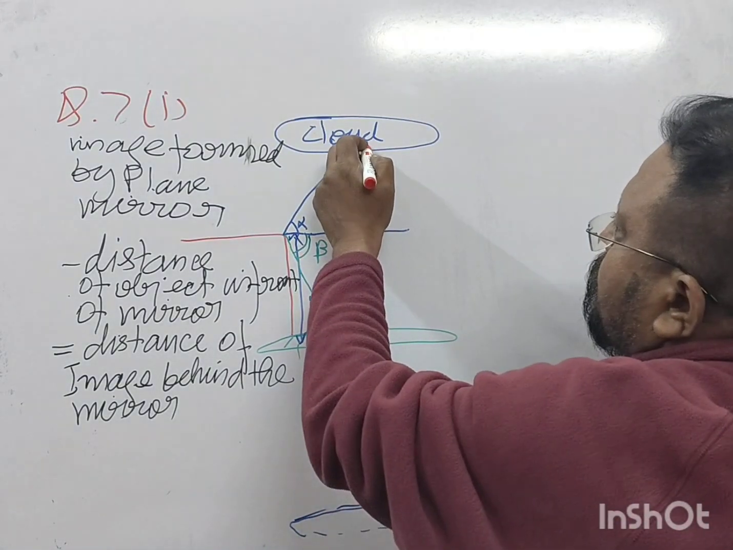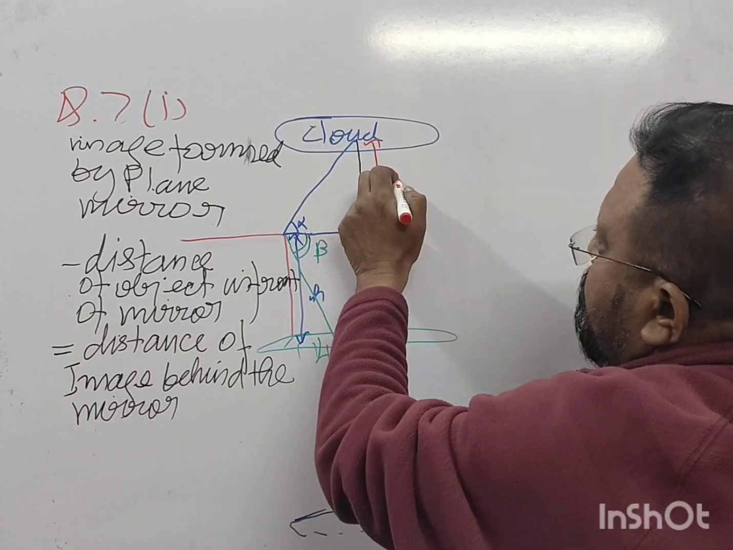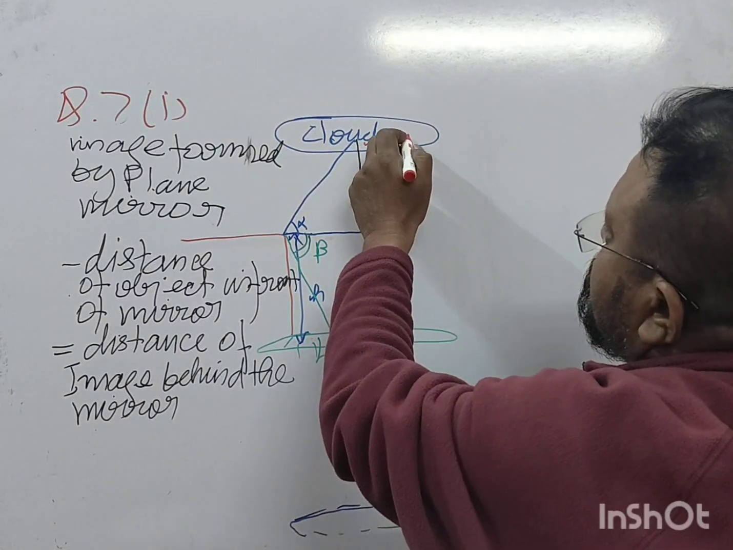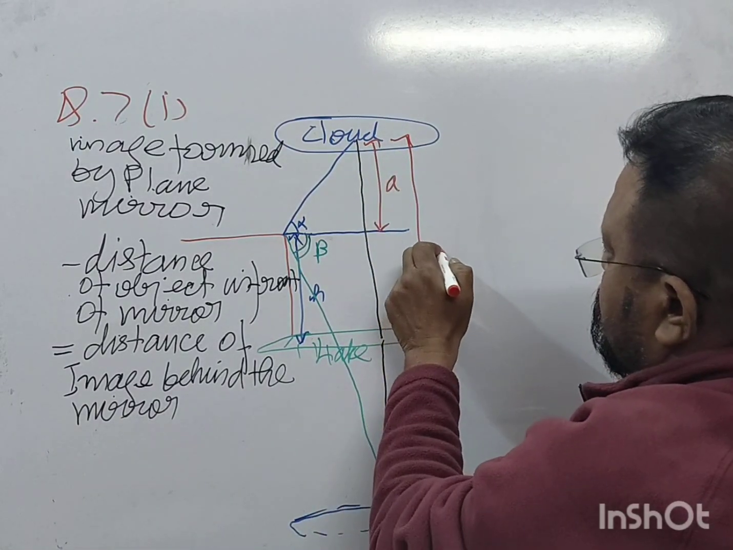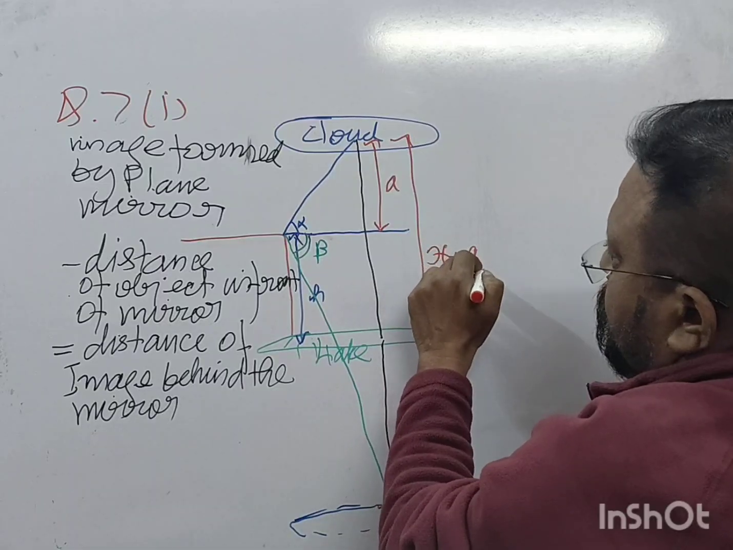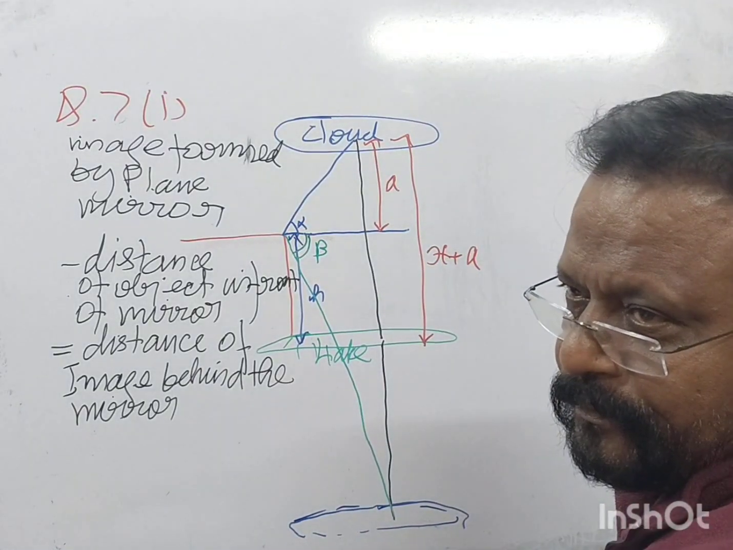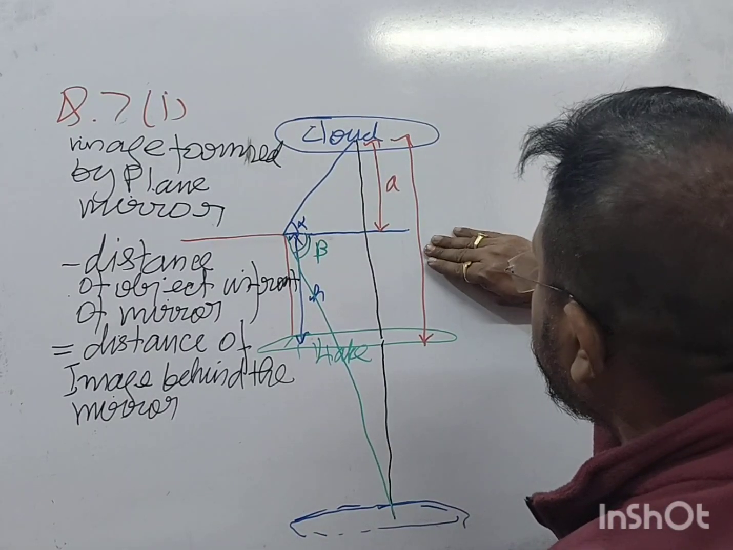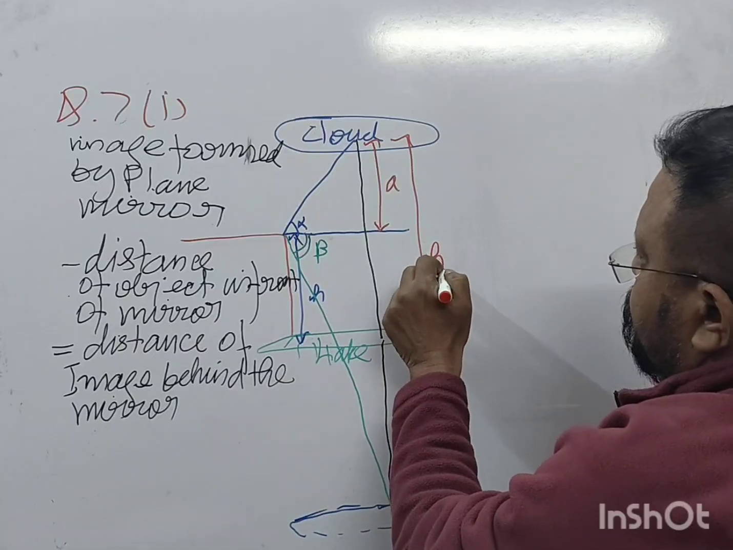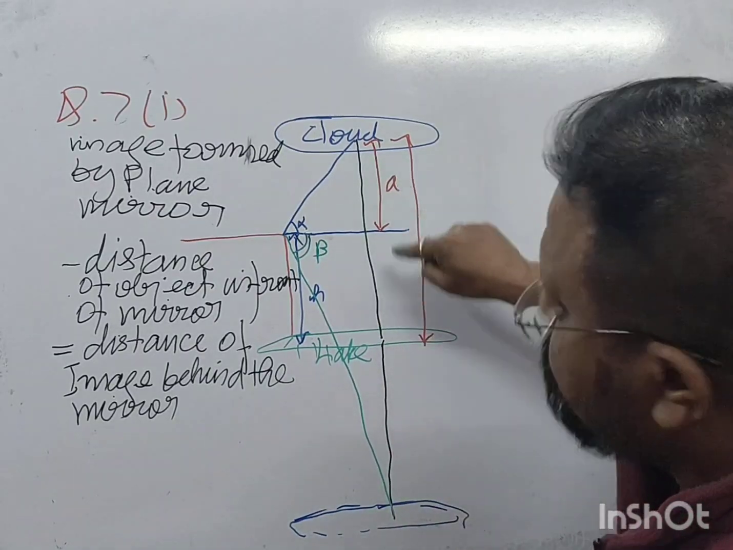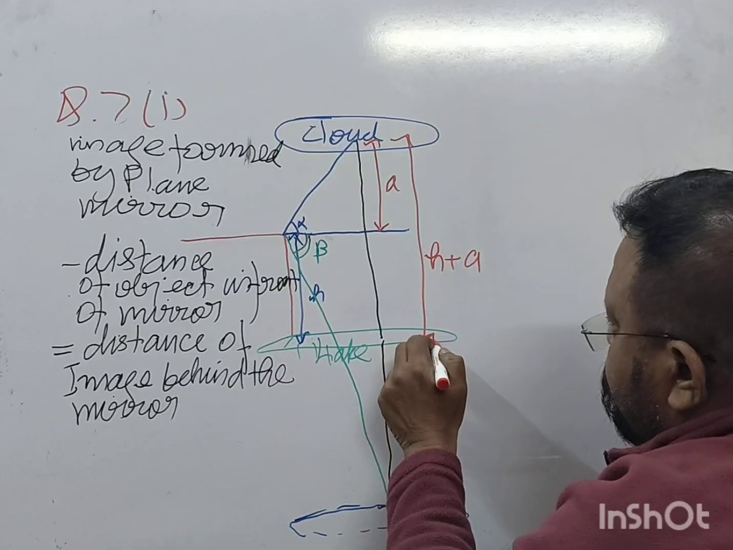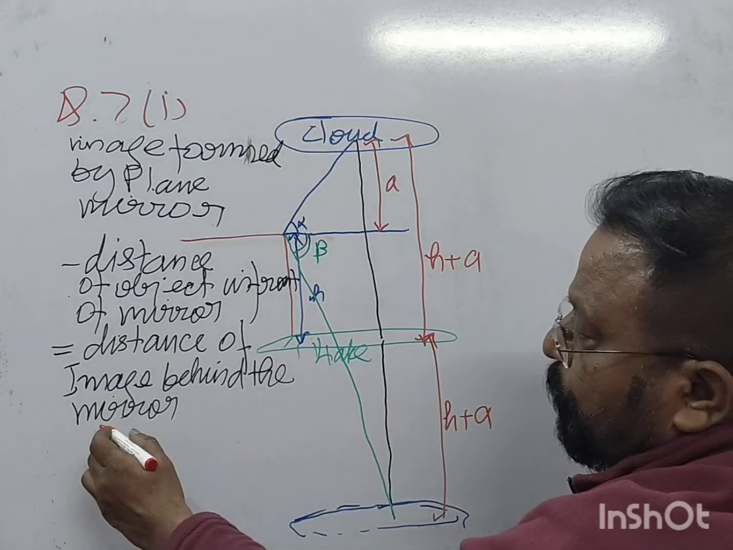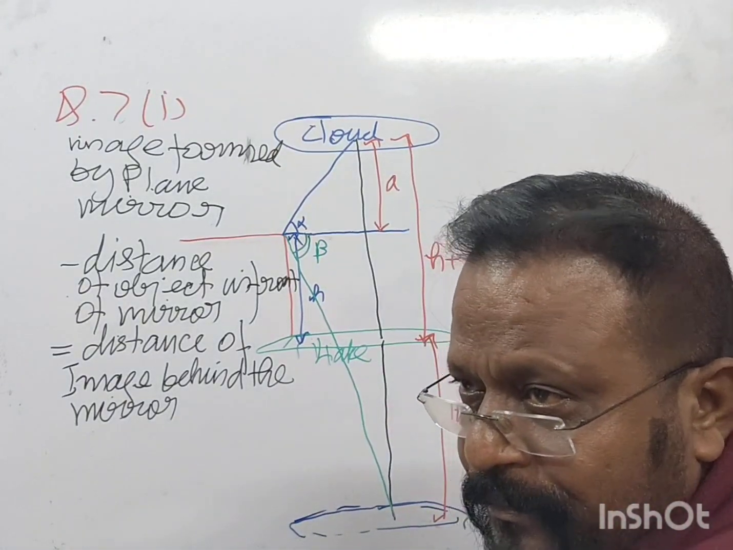If this height is A, so this total height is h plus A, right? And this height becomes h plus A, as you wrote here.